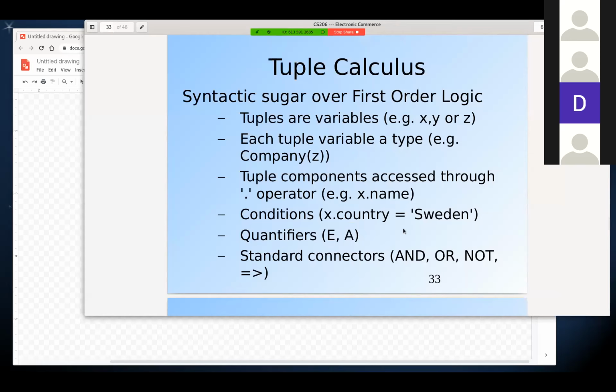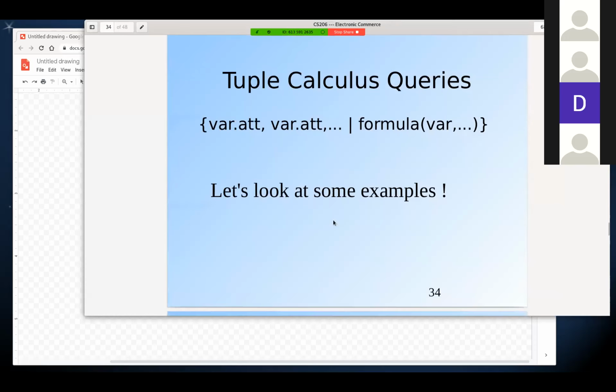Okay, so let's see here. So you get something like this. What you have in the actual queries is a variable, and using the dot notation, they pluck out some attribute. And then you have such that, that's how this is always read, and then you have the formula. And the formula is open. It has open variables, so it's not a sentence. Remember, if you recall from logic, a sentence is a formula where all the variables are quantified. In this case, there will be open variables, and we'll show that in a second.